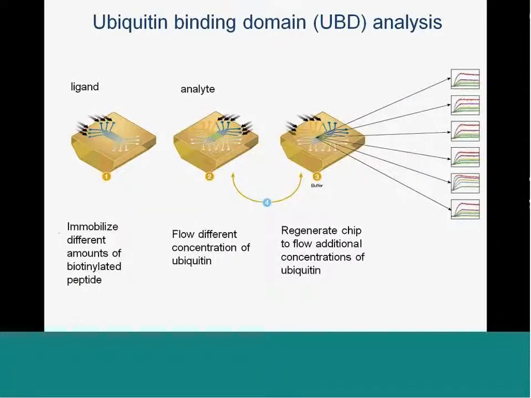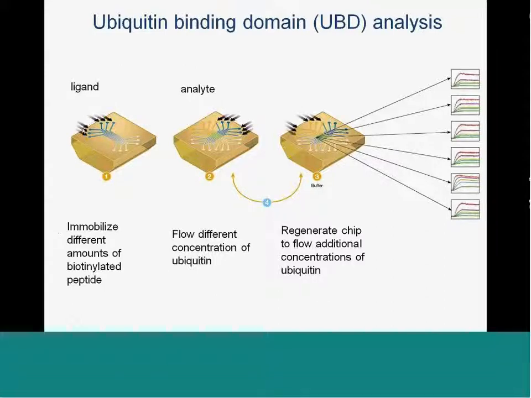So what we've done is our ubiquitin binding domain is actually a biotinylated peptide. Some of these ubiquitin binding domains are pretty small. Some of them can be as small as 20 amino acids, and ours is very close to being 20 amino acids. So we've been able to synthesize it as a biotinylated peptide, which has worked to our advantage for using the SPR. In a typical experiment, we would immobilize different amounts of the peptide in the 6 different channels.